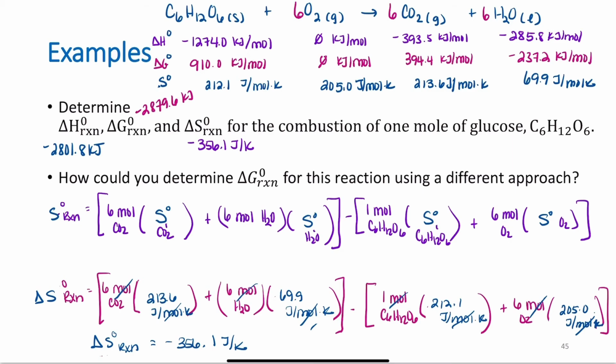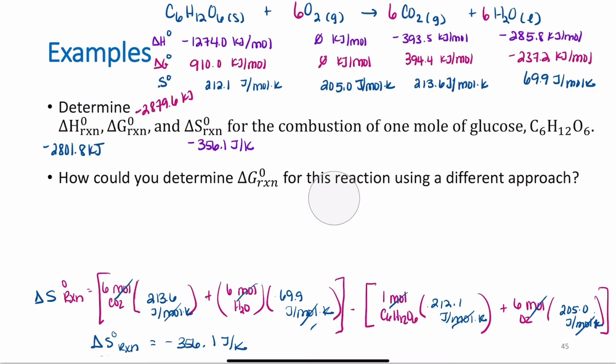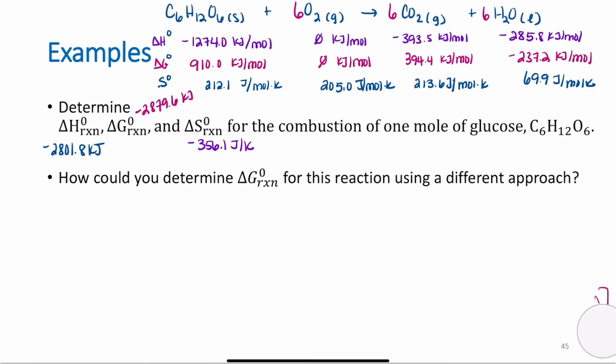But there's one more question we have not answered on this slide yet. How could you determine delta G naught reaction for this reaction using a different approach? The other approach would be using delta G equals delta H minus T delta S. Now, we would have still had to calculate delta H and delta S for the reactions to be able to do this.